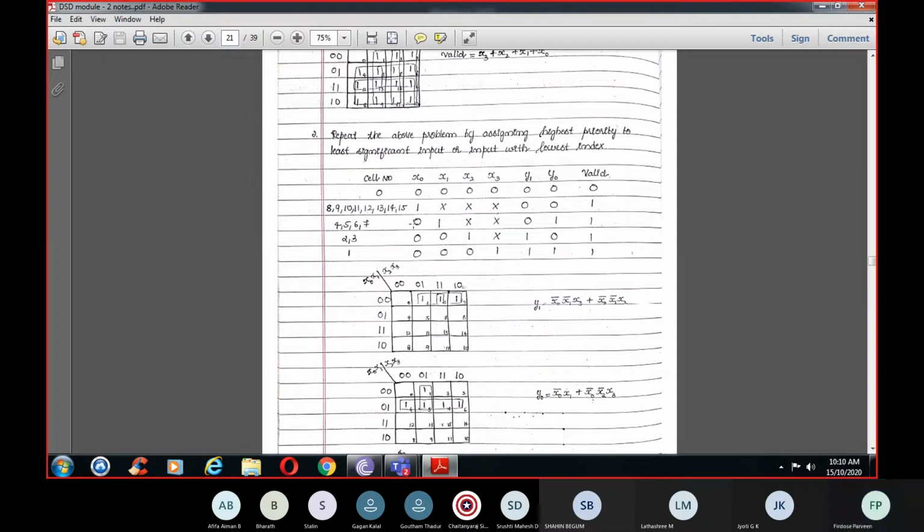Now what you will be doing where it is 1? I'll be writing for y1 and I'll be writing for y0. I'll be filling up this K map, and I'll be filling up this K map. So you have to write, I'll write here.